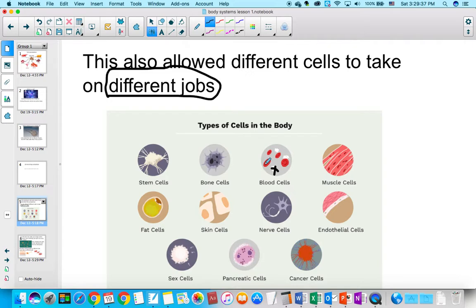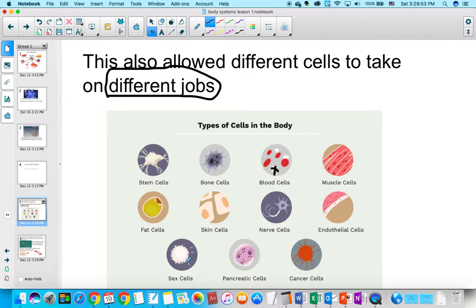And so if we were single cells, our single cell life would have to be able to do certain jobs like move us around and transport nutrients and tell different parts of our body to do things and protect ourselves and reproduce and so on.